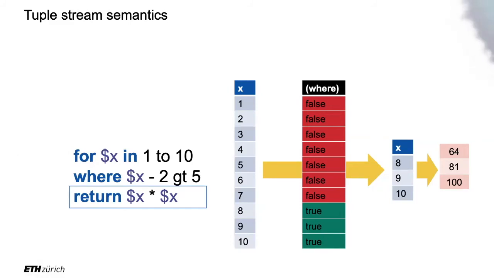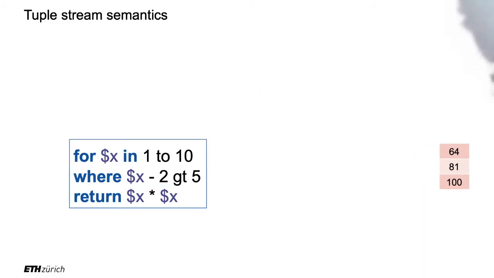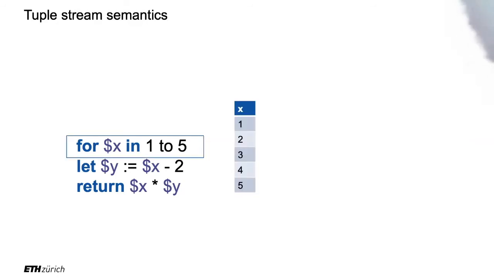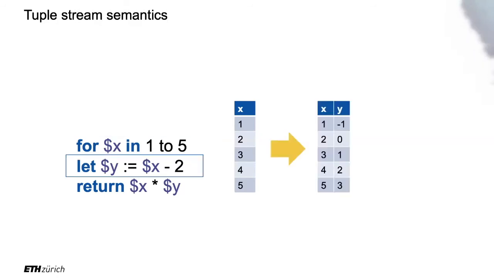So this is a tuple stream. It's a stream of tuples, and this actually is true for everything. So this is why this expression returns that. Now, let's take a for, a let, and a return and see what happens. For gives us 5 bindings. So it's a stream of 5 tuples, 5 bindings. Let is adding a binding to y in addition to the binding of x. So now, for every tuple, we have both a value of x and a value of y. So this is why you can visualize that.